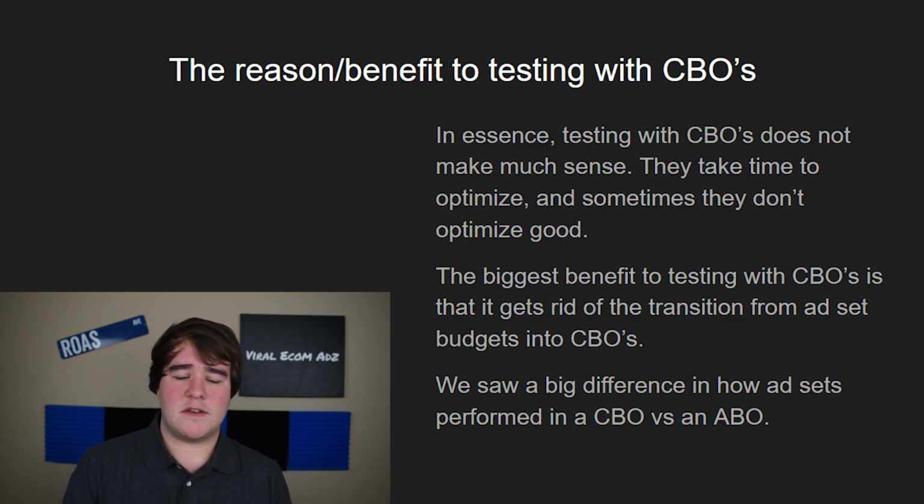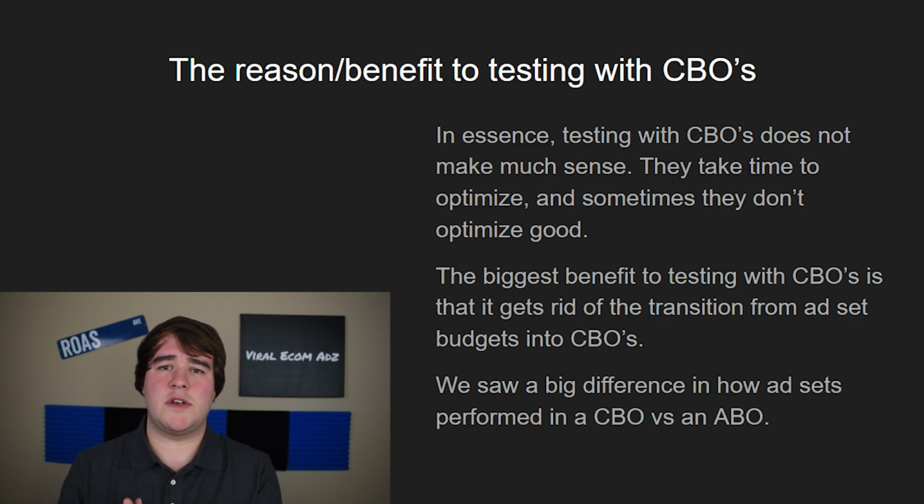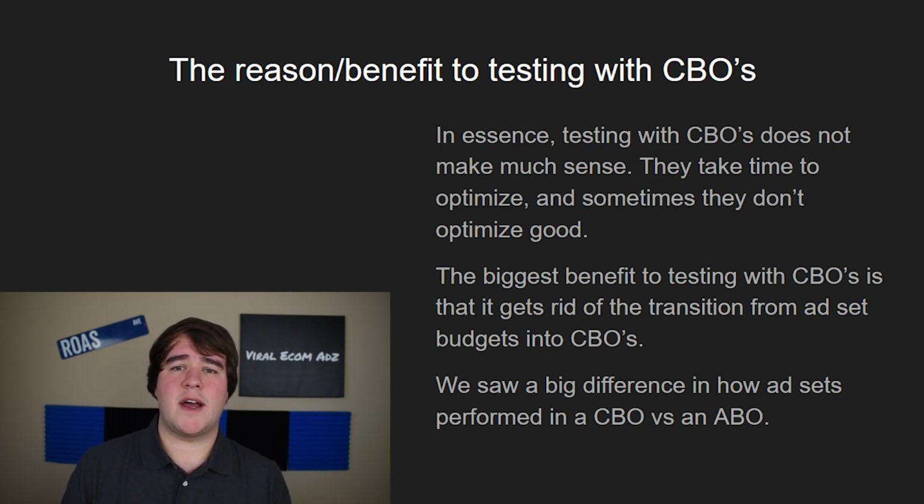And there is a discrepancy between how ad sets perform in an ABO versus in a CBO. Some ad sets would do really, really well in the ABO, and then we would put it in a CBO and it just wouldn't perform at all. And same thing vice versa. I don't know why this happened, but these are just problems that were running through my mind and my team's mind, and testing with CBOs seemed like a pretty viable option to solve these issues.